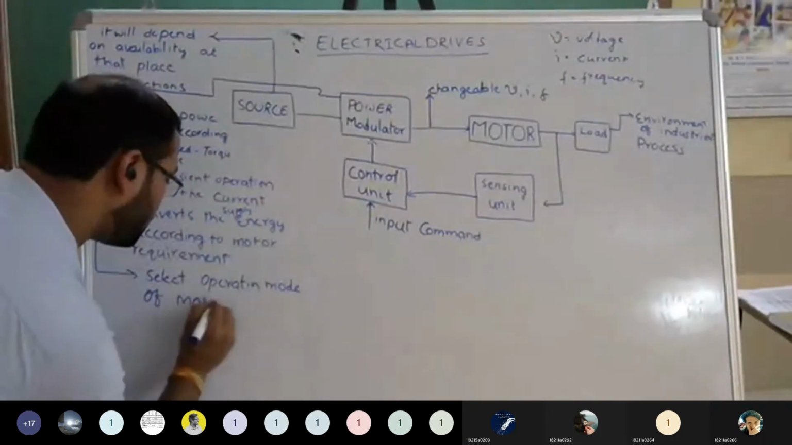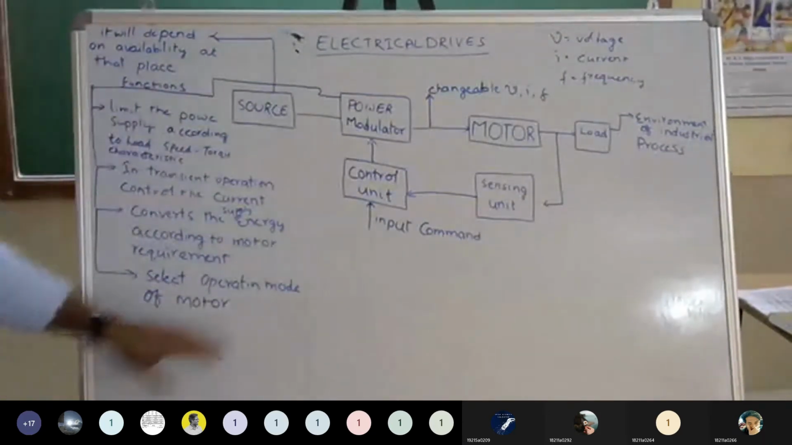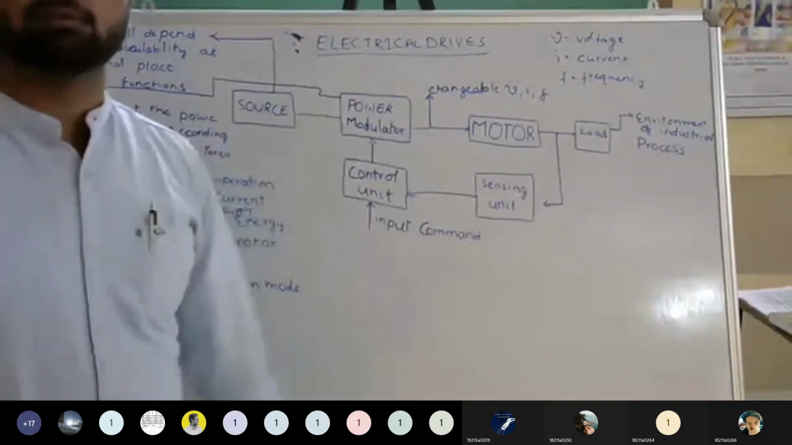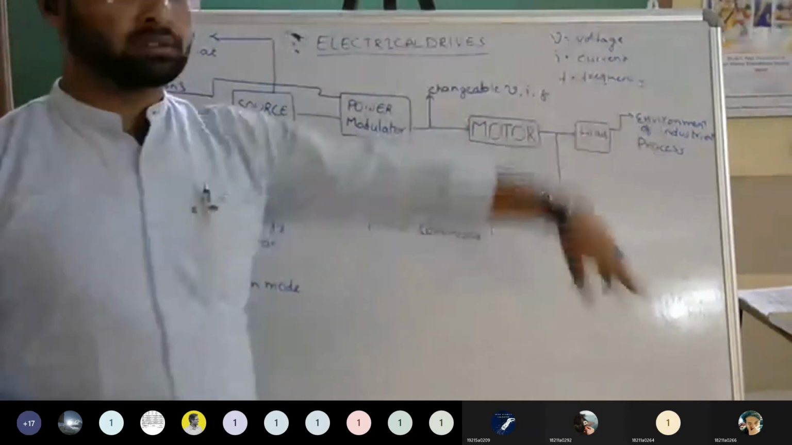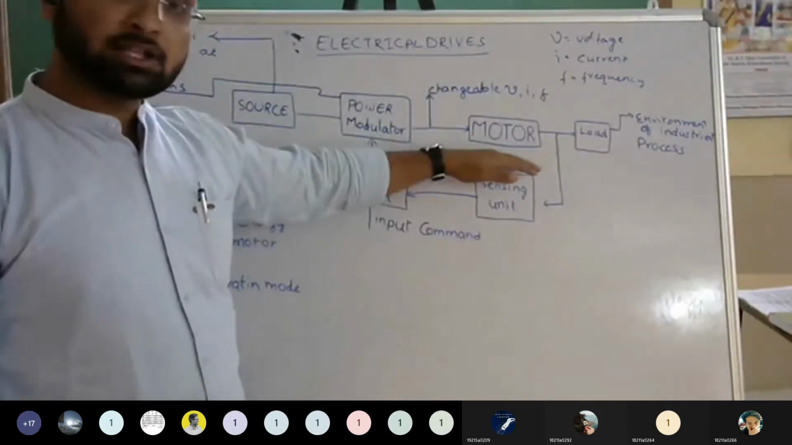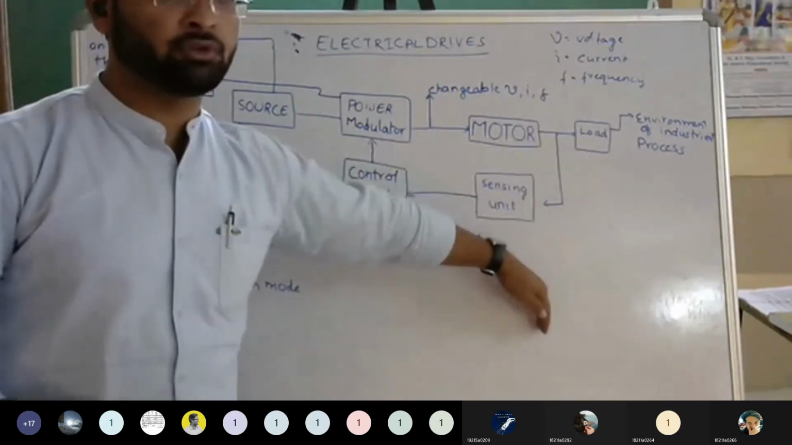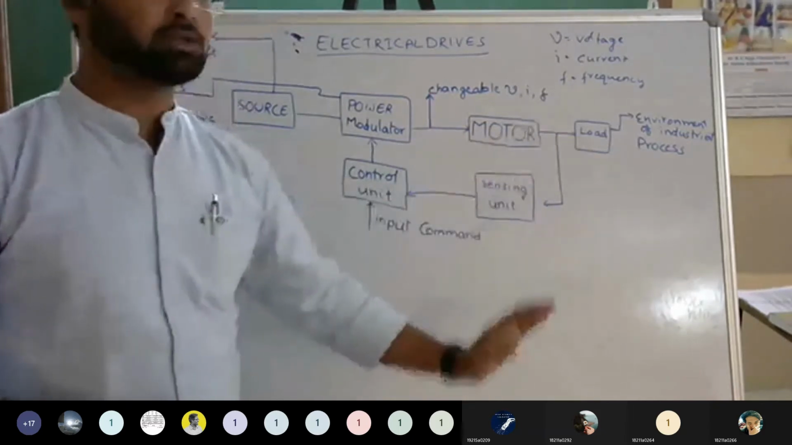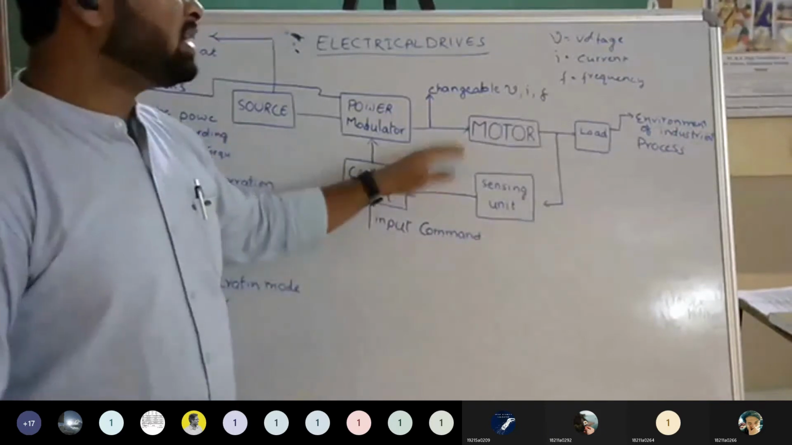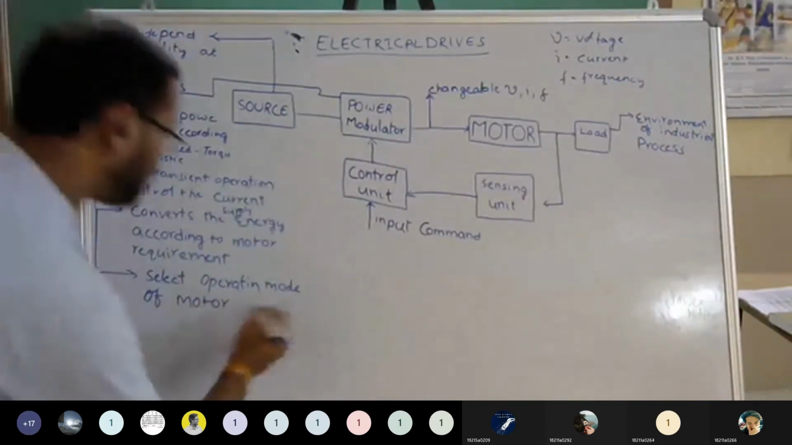The operating mode of the motor. What is the operating mode? How many operating modes are available? Like motoring. Motoring means it converts electrical energy into mechanical energy. And it has to stop also. Suppose in transportation, you have to stop the motor and you have to start the motor also. So when it is running, that is called the motoring mode.